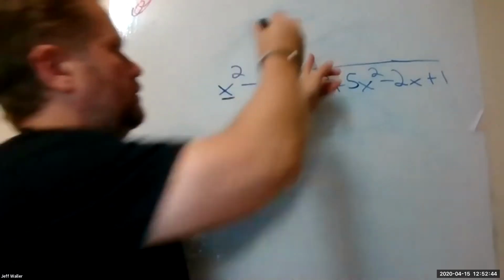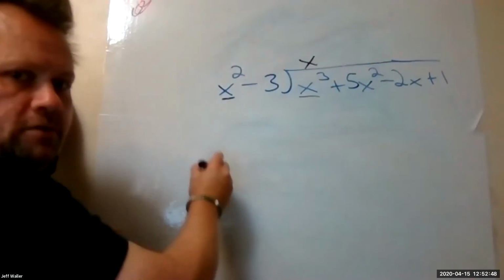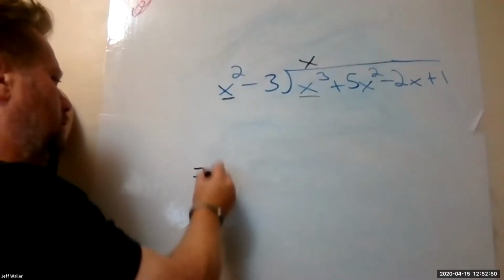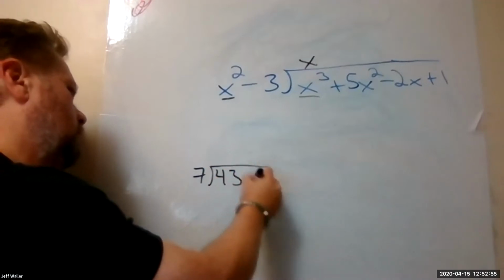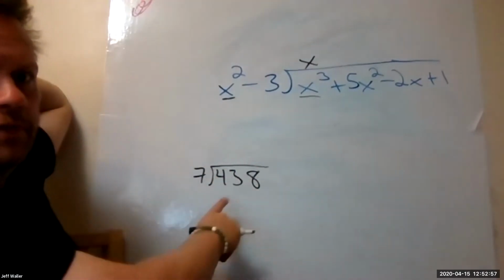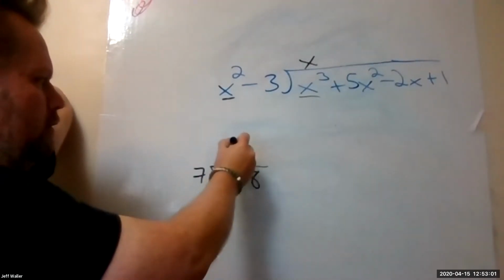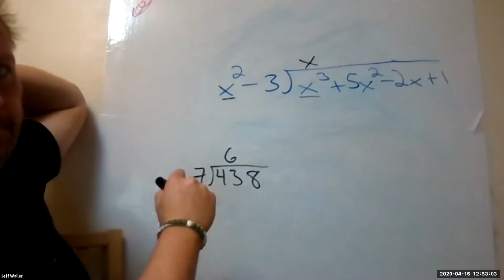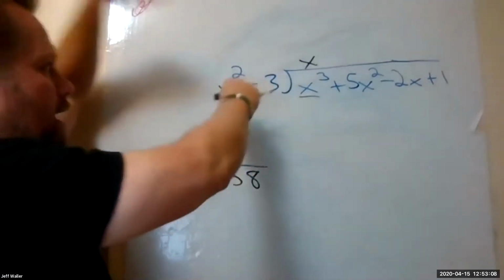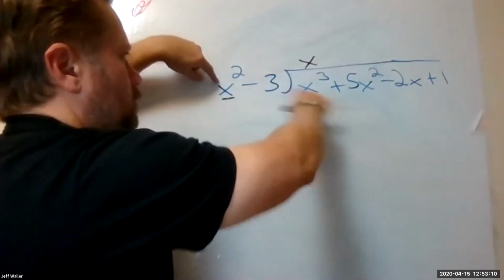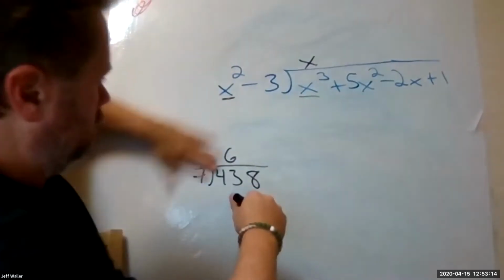So x squared times x. And just to remind you, let me do real quick down here, look. What's the first step in this? 7 times what is 43? Well, 6 is the closest I can get, right? So we're doing exactly that: x squared times what is x cubed? X squared times x is x cubed, right? So keep it going here.